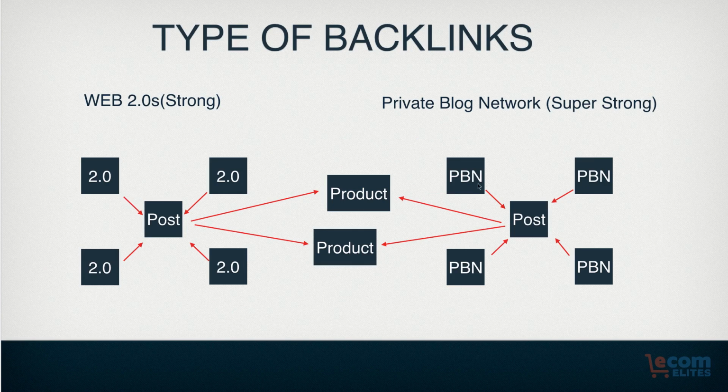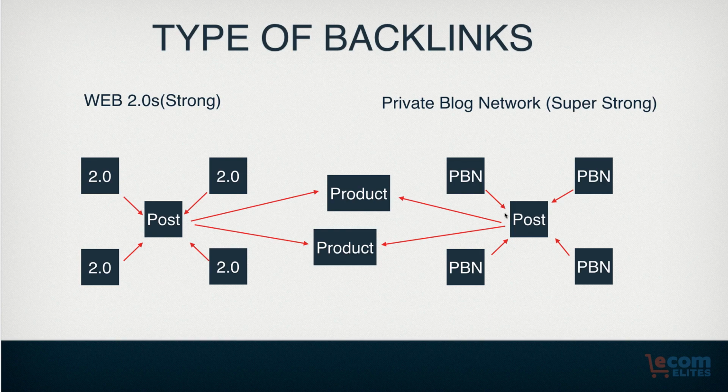Web 2.0s and PBN links to our post, and then the post will filter the juice to the product pages. This is the best way to do it. It saves you money, it saves you time, because if you do it to all the products separately, as we talked about before, you're going to be wasting time and money doing them all. You can just do 10 at once or 20 at once by simply linking out from a post where the juice is going to. Alright, that's it for the backlinks.